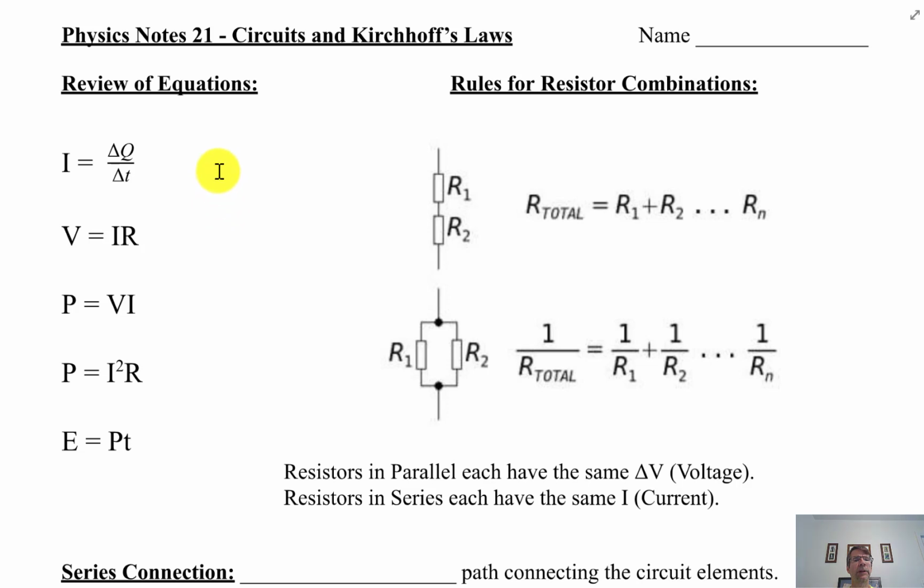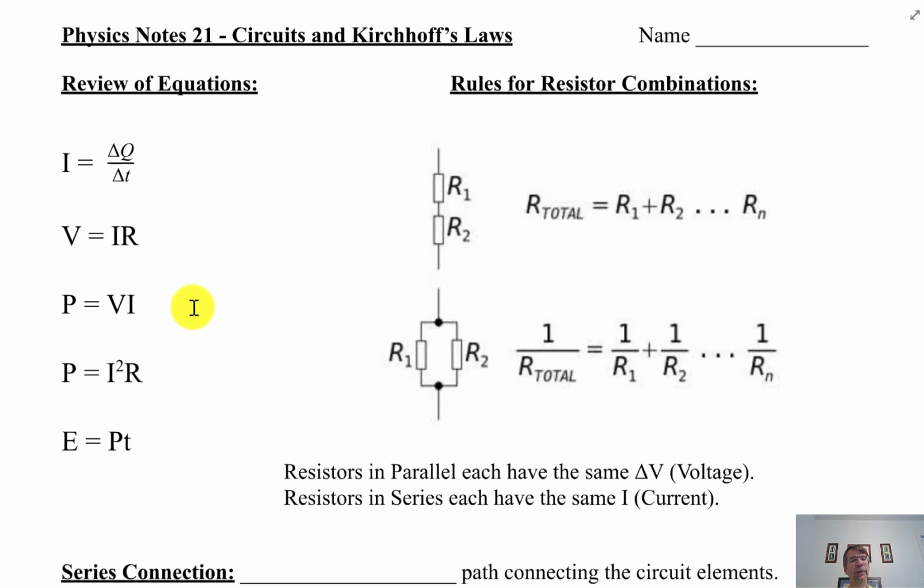The first one here, definition of current, I equals delta Q, the charge flow per unit of time. Second one, Ohm's law. It's technically delta V, but we now are going to drop the delta in all these problems just to make it a little bit simpler.